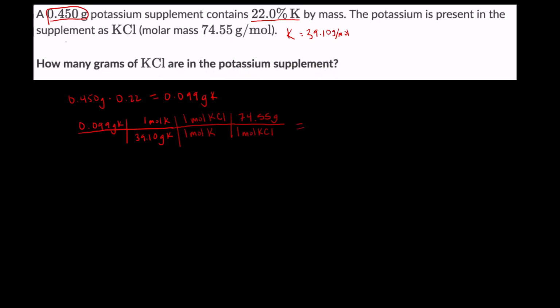And so what I'm going to do now is multiply straight across and then divide top by bottom. And when I do that, I should get 0.189 grams of potassium chloride. And so now what we do is we do that last step. Actually, we don't have to do the last step. We don't have to find the percentage because that's not the question. It's asking us how many grams of potassium chloride are in the potassium supplement. And so we found it. This would be our final answer for that question.